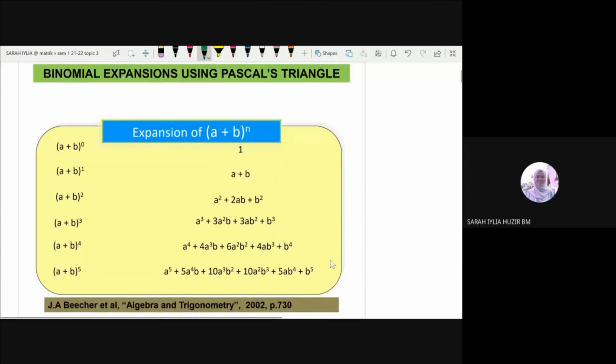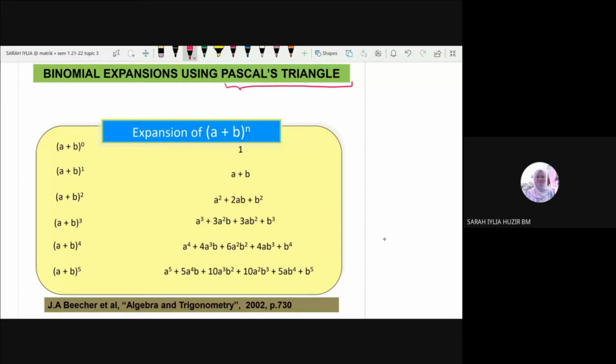Okay. Ini for starter, binomial expansion using Pascal triangle. For Pascal triangle ni, dia ada suruh introduce lah dalam syllabus. Tapi so far, sepanjang saya mengajar, tak pernah lagi exam keluar soalan Pascal triangle. Tapi kita just introduce so that awak tahulah macam mana Pascal triangle tu. Okay, so this is list of expansion.